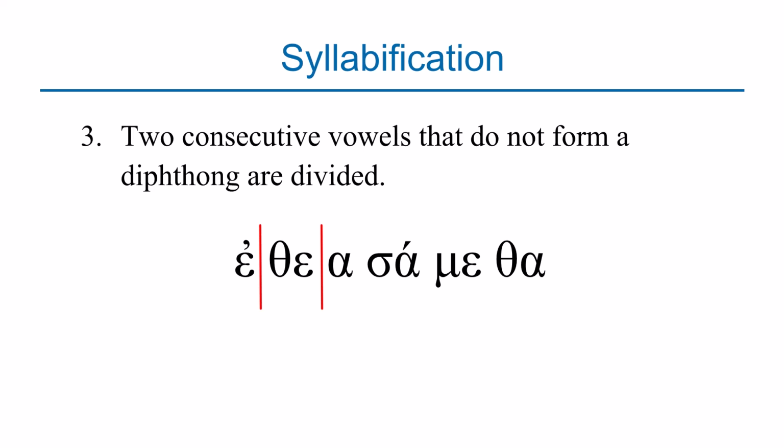The next vowel is alpha. And immediately after alpha, you divide. The next vowel again is alpha. Immediately after alpha, you divide. The next one is epsilon, and you divide. And the last one is alpha.